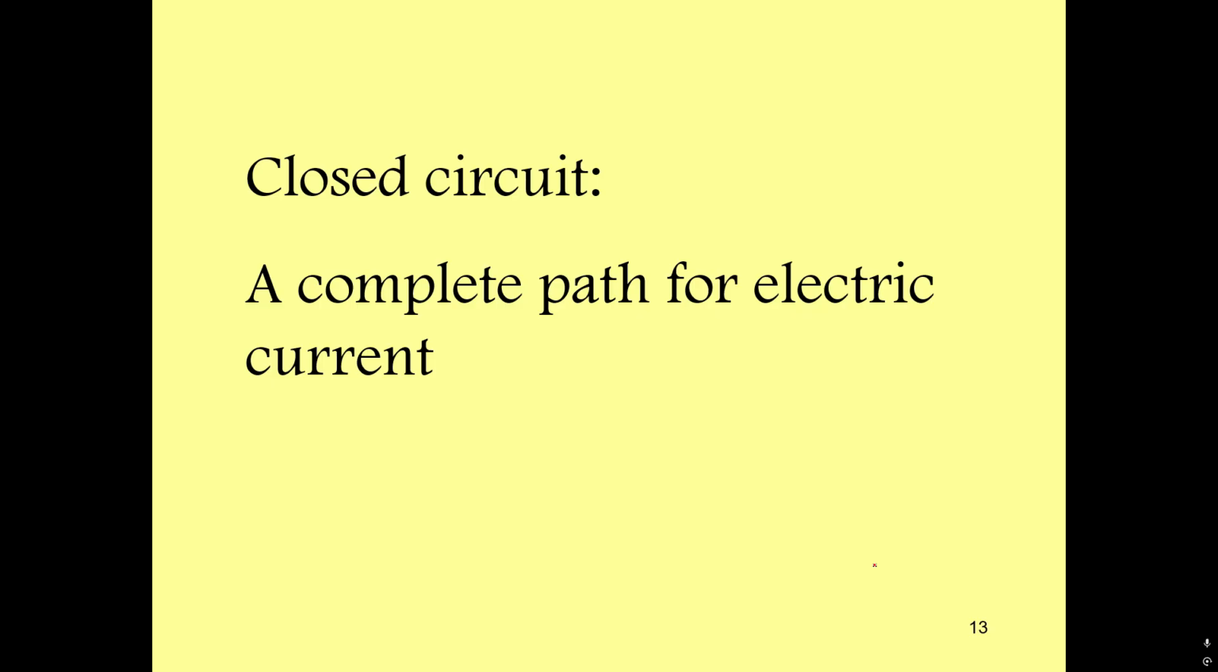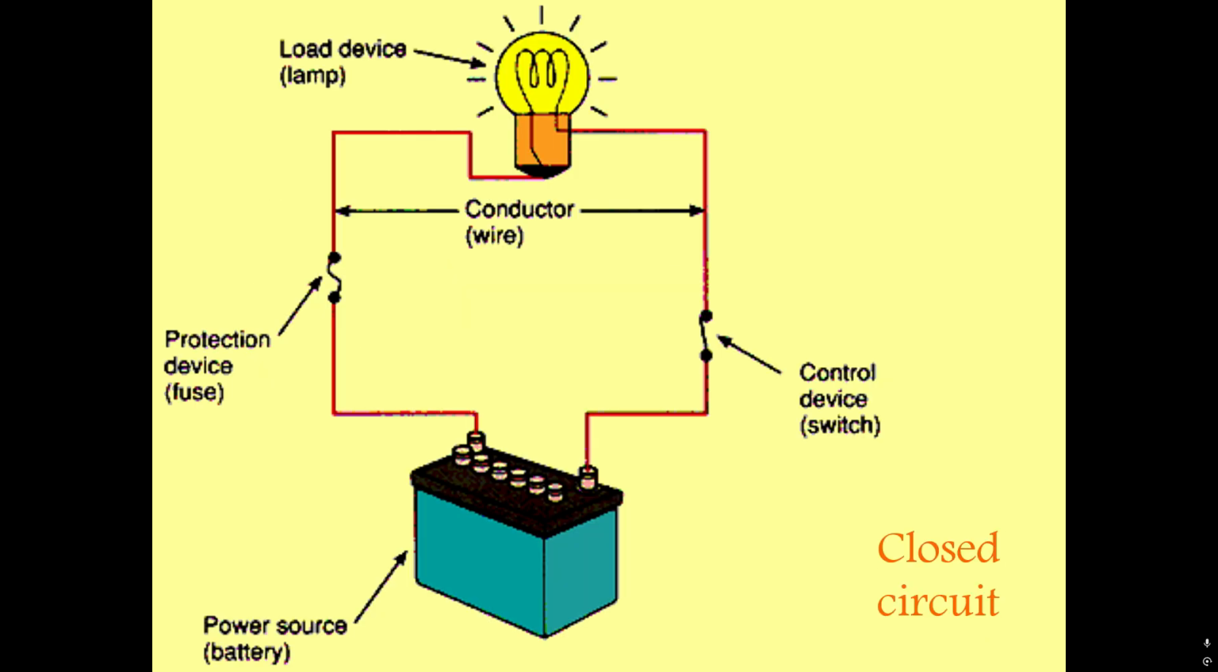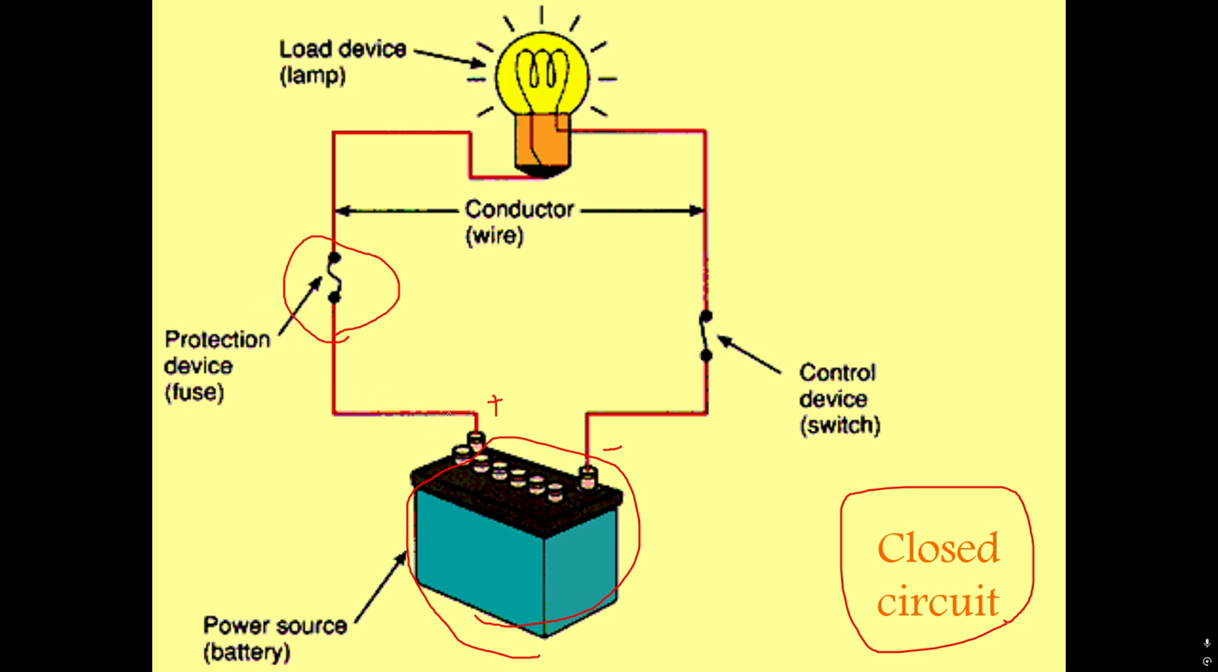Closed circuit is nothing but you have a complete path for electric current. Here is the demonstration of closed circuit. Say for example, here we have a battery. Say this may be the positive terminal, this may be the negative terminal, right? And we have a fuse protection device. These are all the wires. Okay, this red color is wire. So this is the load, which is a lamp or bulb, and this is a switch control device.